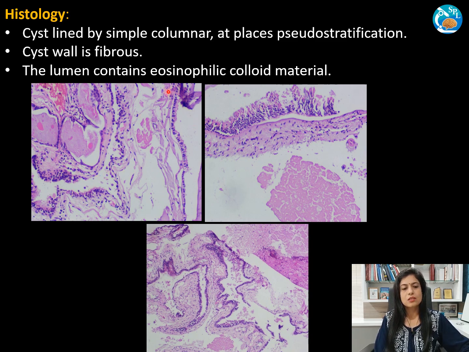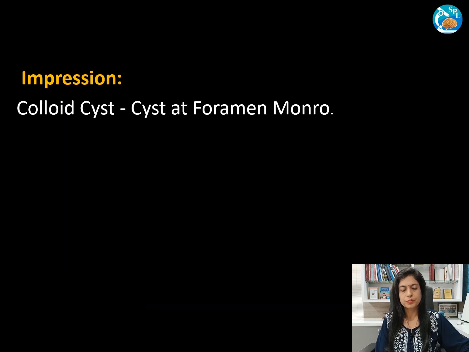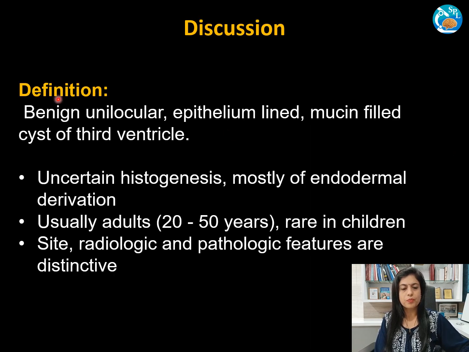This is a cyst lined by simple columnar epithelium showing cilia at places and pseudostratification. The cyst wall is fibrous and the lumen contains eosinophilic material. So a diagnosis of colloid cyst at the foramen of Monro was given.